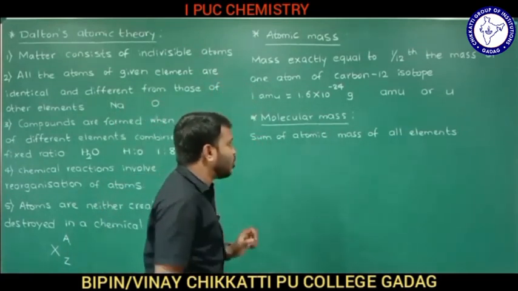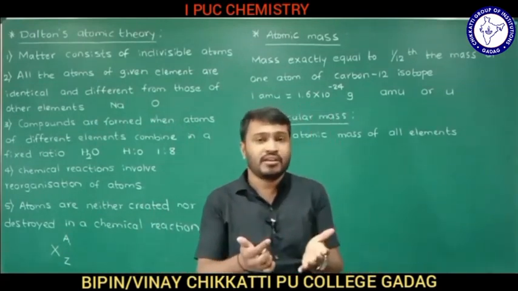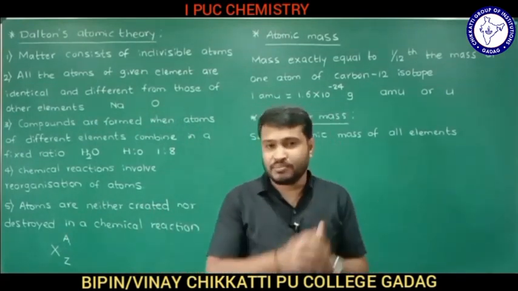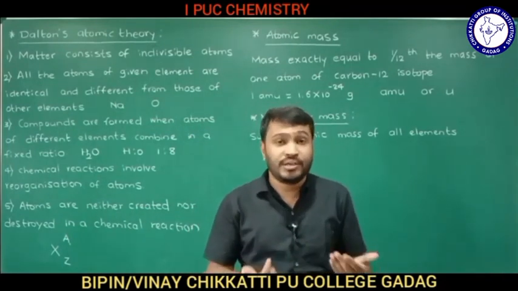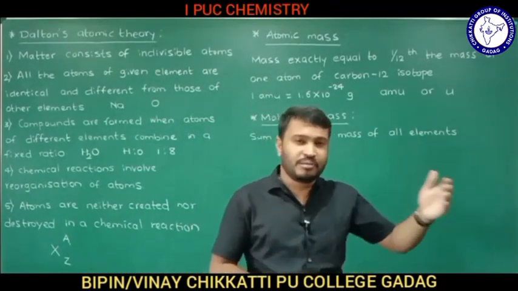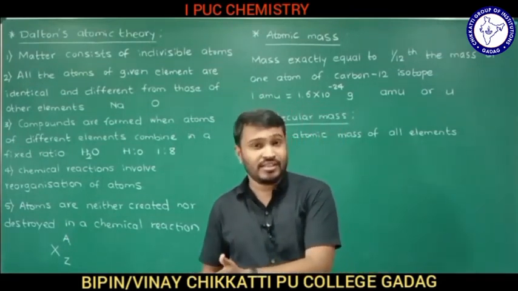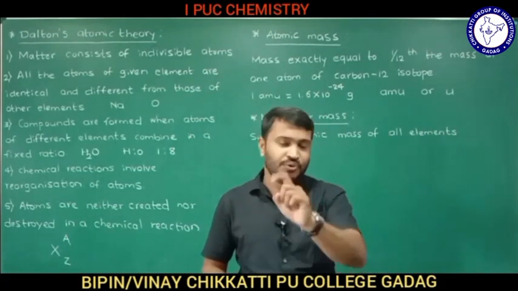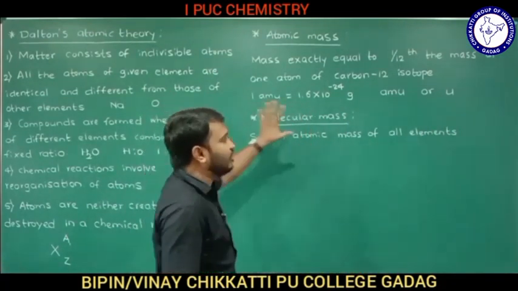Now I am going to talk about molecular mass. As the name indicates, if we have an atom we say atomic mass, and if we have a molecule we call it molecular mass here. Atomic mass is for atoms, whereas molecular mass is for molecules. Atoms combine and we get a molecule, we know that. So how to define molecular mass?